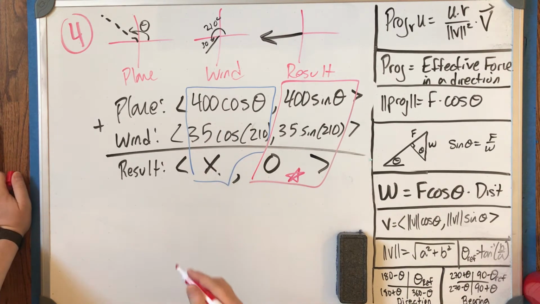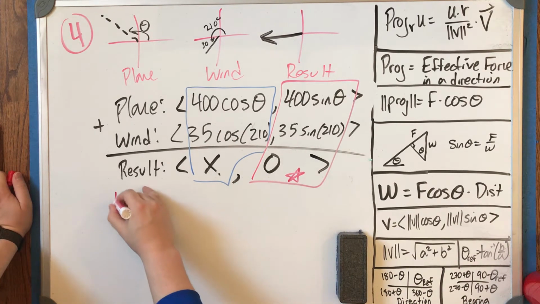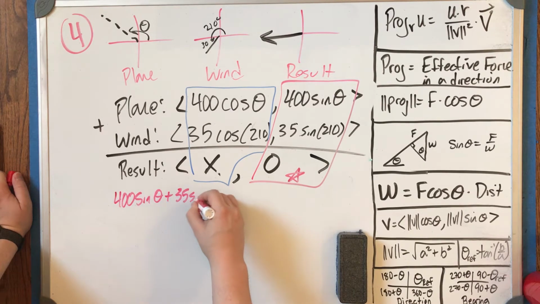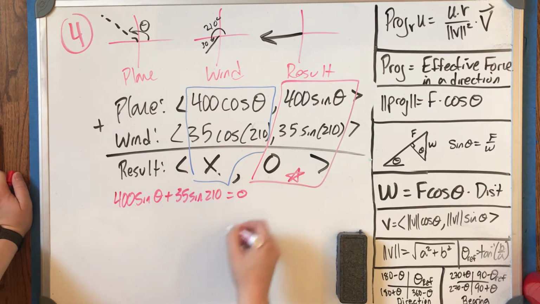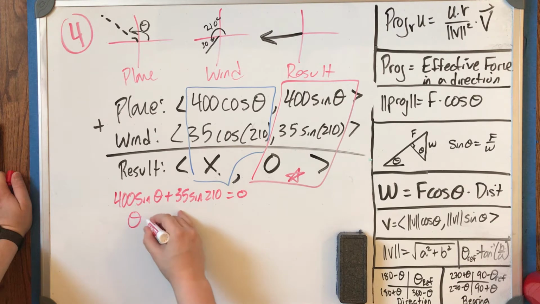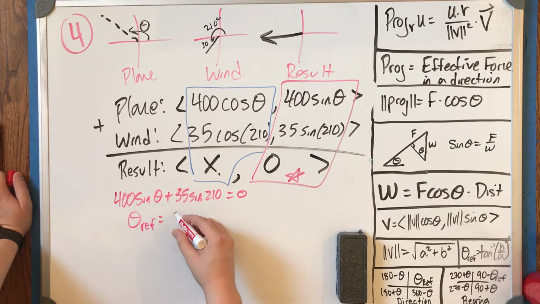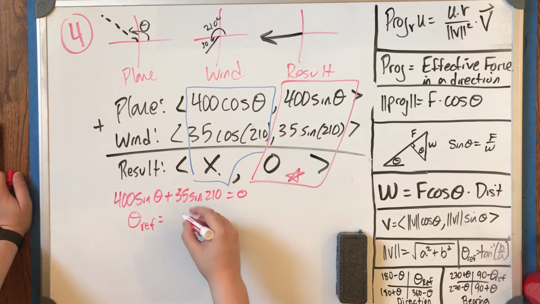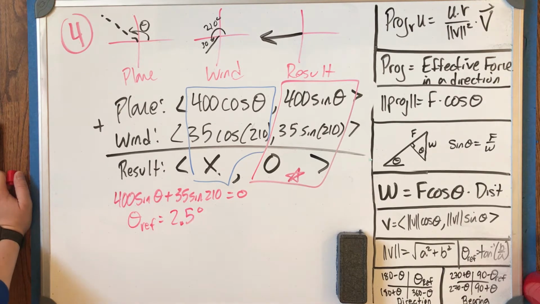Okay, so I will just have 400 sine theta plus 35 sine 210 has to equal 0. I will subtract 35 sine 210, divide by 400, do sine inverse, and when I do that, I'm going to get a reference angle of, I think it was negative 2.5, and we can just make that positive because we don't care about negatives when it comes to reference angles.